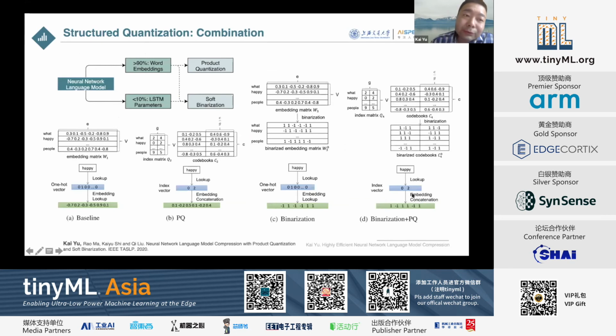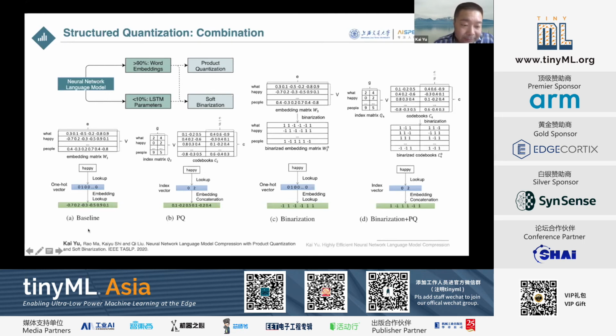So now we have two methods. One is to do product quantization to split the embedding space into subspaces. Another is to do binarized quantization to reduce the memory from the real value space to a binary space. How about combining the two? So this is what we do to combine the two.